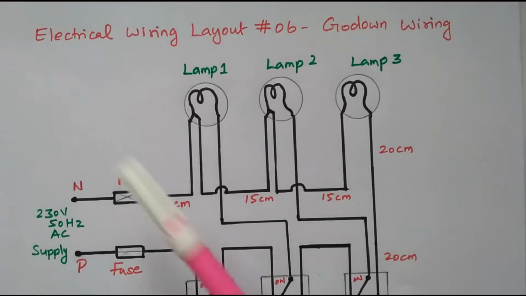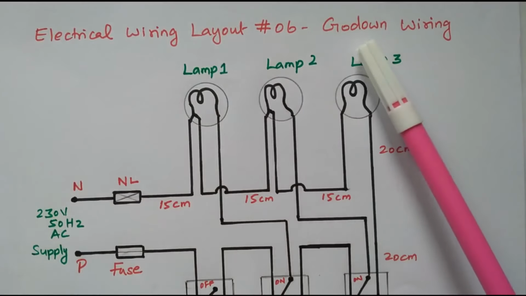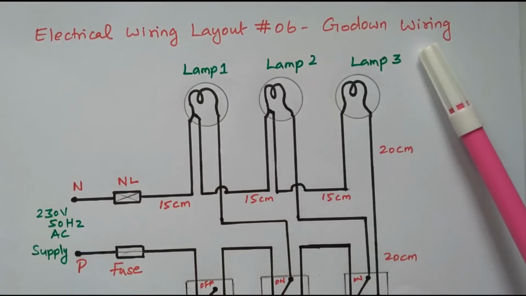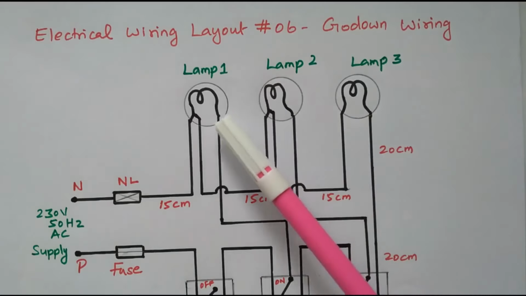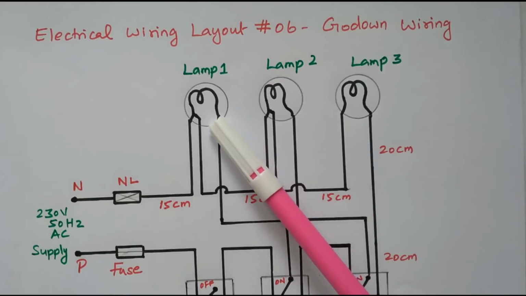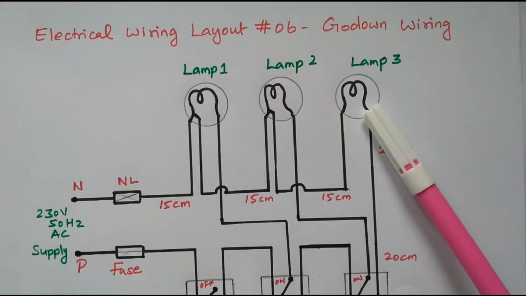Welcome viewers. In this video we will see the electrical wiring layout 6th model, godown wiring. The godown is a big place. In that we can have 3 different lamps available. Let us consider this one is available at the beginning, at the entrance. This one is available at the middle. This one is available at the end.